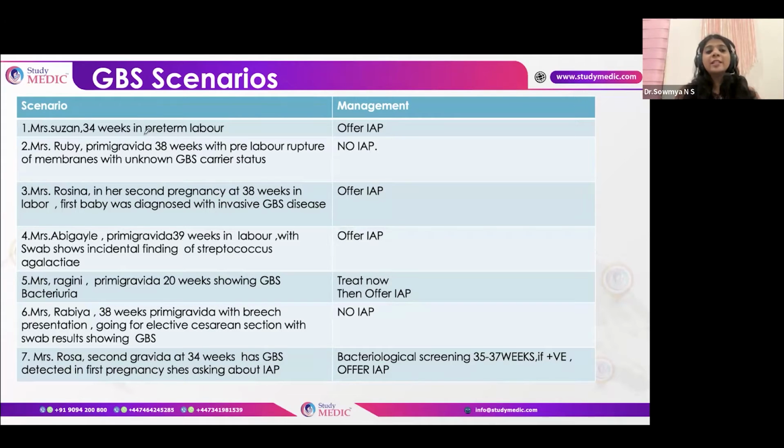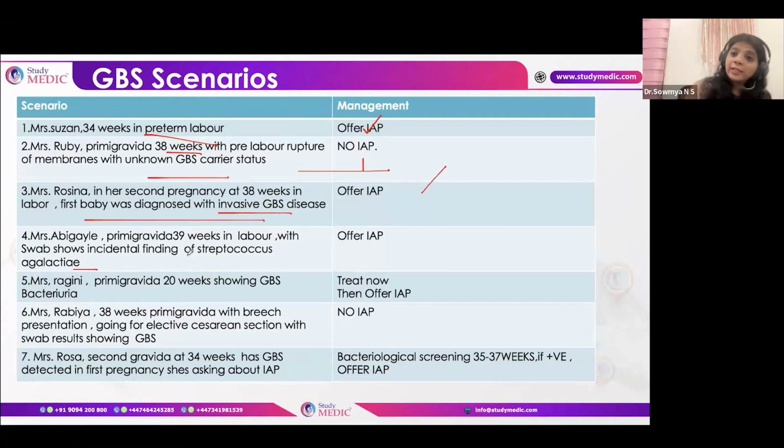Okay, so if somebody is in preterm labor, that's an indication to give intrapartum antibiotic prophylaxis. But if they are term, unknown carrier, not to give, it is not required. Here, invasive GBS disease, that's the first baby was diagnosed with invasive GBS, please offer. Here, they are telling Streptococcus agalactiae. There is a swab which shows Streptococcus agalactiae. Obviously, that is nothing but GBS. So, you will be going ahead and giving them IAP as well. GBS bacteriuria, this is your question. You can treat with oral antibiotics now and then offer IAP.